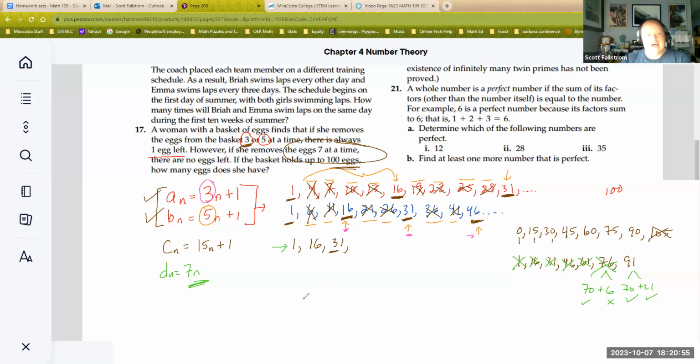It works. Aha. How many eggs does she have? She has 91 eggs. And if she takes out groups of 3, there's 1 left over. If she takes out groups of 5, there's 1 left over. But if she takes out groups of 7, there's nothing left over.